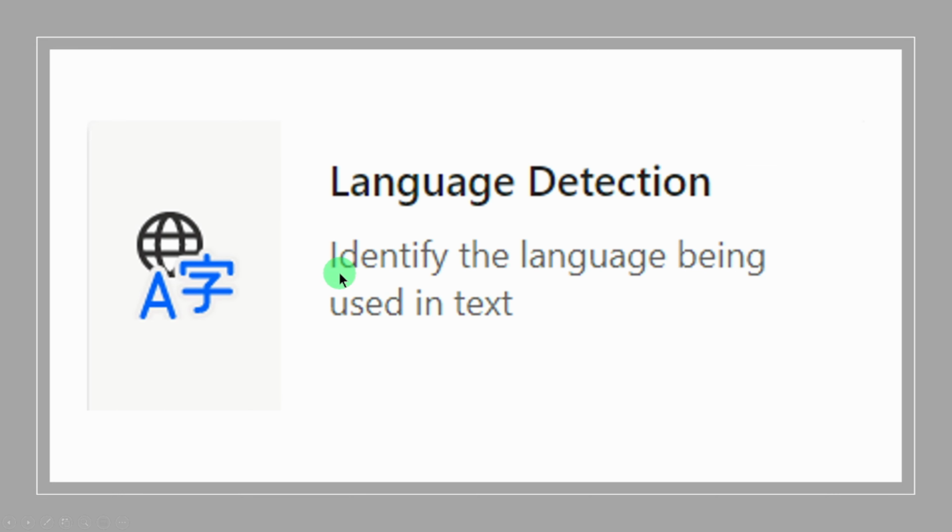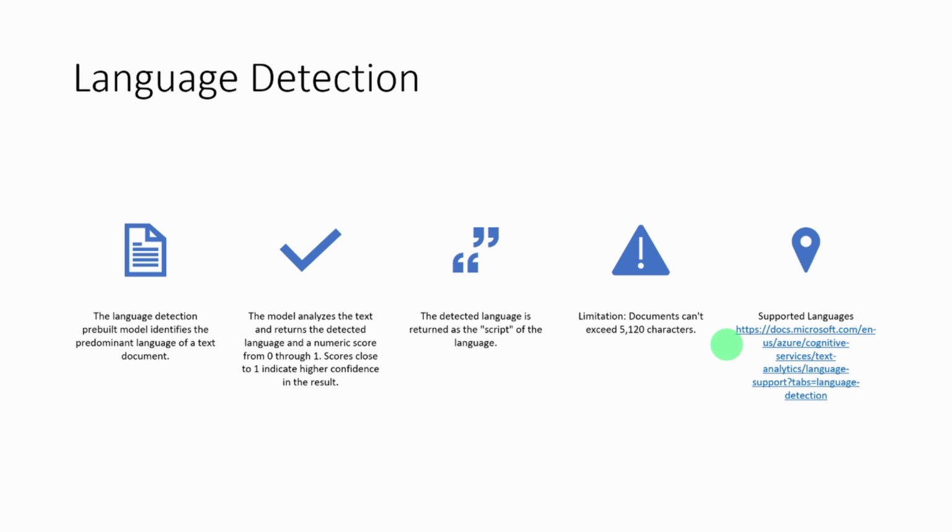Language detection is something which identifies the language that is being used in the text. A language detection model analyzes the text and returns the detected language and a numeric score from 0 to 1. Score 1 defines the higher confidence and 0 defines the lower confidence. And the detected language is written in the script of the language.